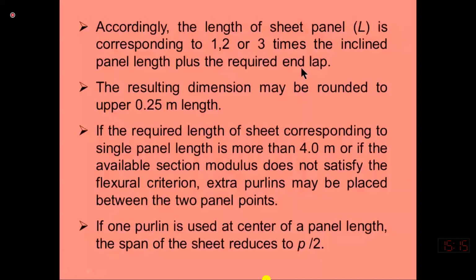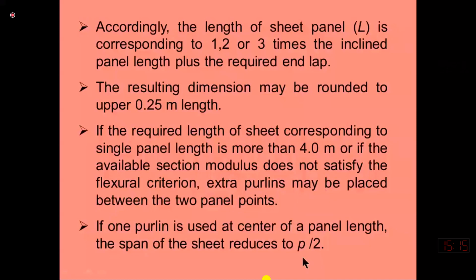If the required length of sheet corresponding to single panel length is more than 4 meters, or if the available section modulus does not satisfy the flexure criterion, we need to provide extra purlin to reduce the length of the sheet. So extra purlin in that case will be provided at the top chord of the truss. So in that case, we need to design the top chord also as a beam for the bending moment. So what we will do, we will provide the purlin in the center of the top member. So we will reduce the panel length to half. I have just explained this.